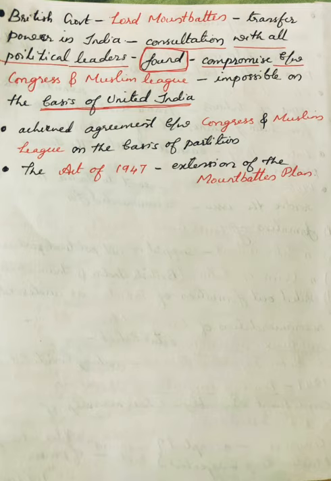Lord Mountbatten achieved agreement between the Congress and Muslim League on the basis of a partition. The Act of 1947 was actually an extension of the Mountbatten plan.